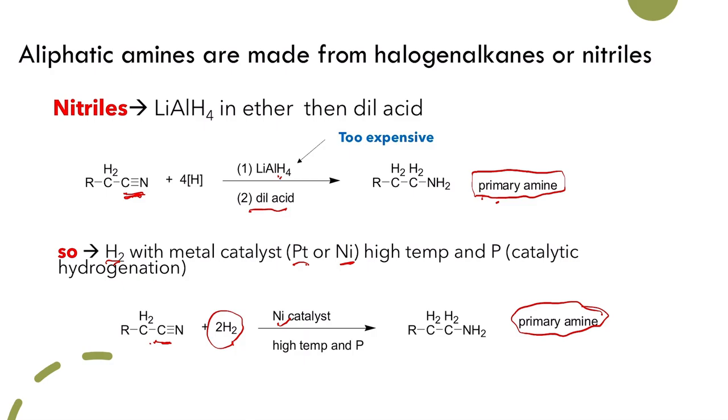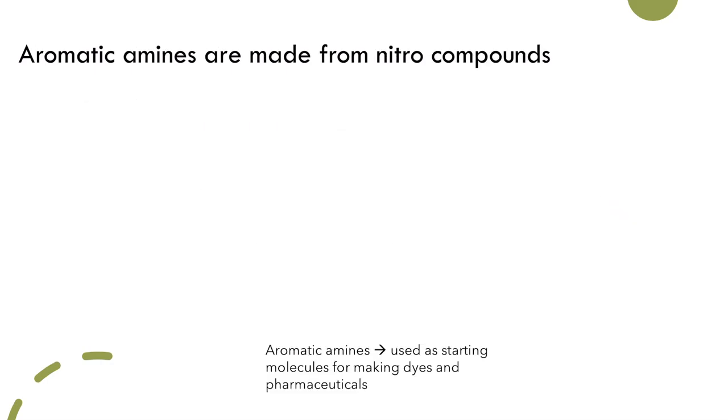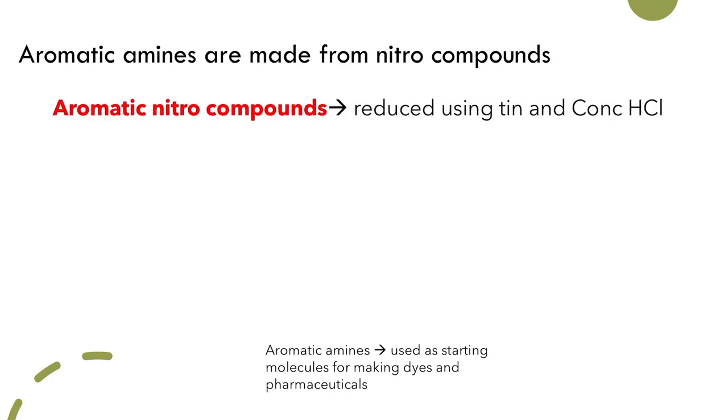So in these two reactions, we only end up with one product, which is the primary amine. We don't end up with a mixture of different amines. So the yield here is better than the other reaction. And then we have the aromatic amines. The aromatic amines are made from nitro compounds through reduction.